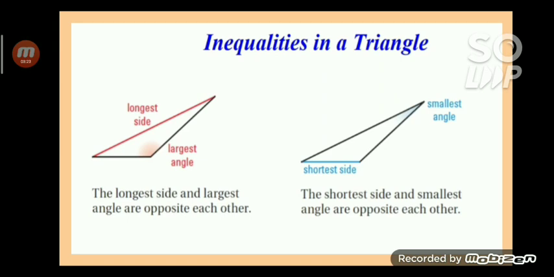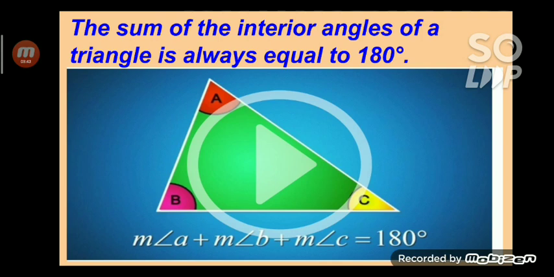Inequalities in a triangle. The largest angle has the longest side opposite to it. The shortest side has the shortest angle opposite to it. You can see that the longest side and the largest angle are opposite each other, and the shortest side and the smallest angle are opposite to each other. The sum of the interior angles of a triangle is always equal to 180 degrees. This is called the angle sum property of a triangle.